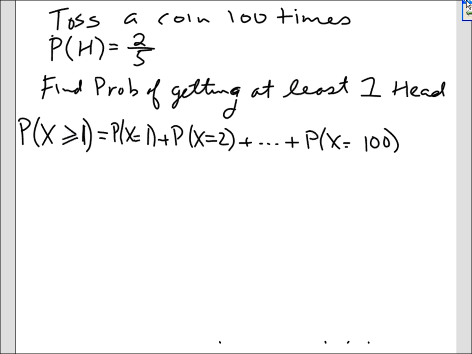But that's a lot of probabilities. It's 100 probabilities. One probability, oh, that says 1. Second probability, oh, look, that says 2. All the way up to x is 100. There's 100 different probabilities to compute, and that's going to take you a while. Don't want to do that on the test. You won't even finish this problem.